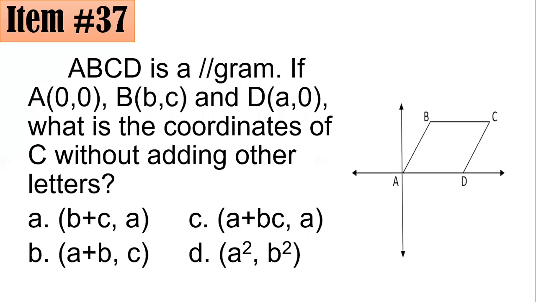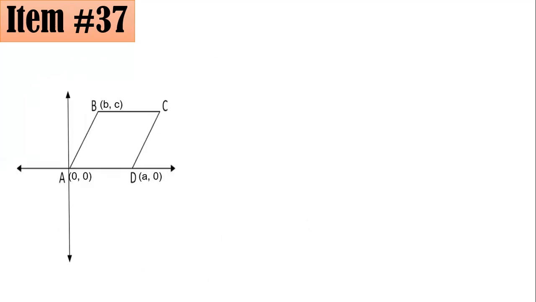ABCD is a parallelogram. If A has coordinates (0, 0), B has coordinates (b, c), and D has coordinates (a, 0), what are the coordinates of point C without adding other letters? Is it (b, c), (a + b, c), (a + b, c, a), or (a squared, b squared)? What do you think? To do this, we have to remember some important concepts.